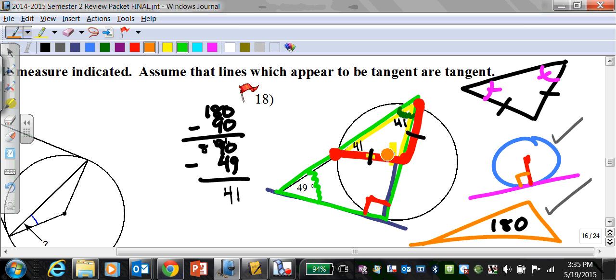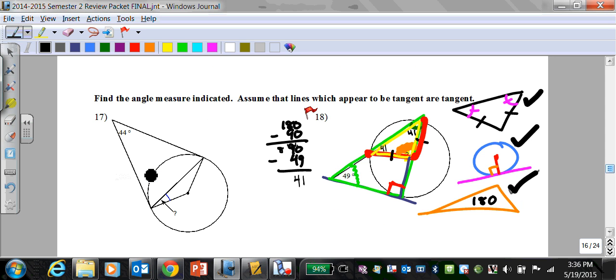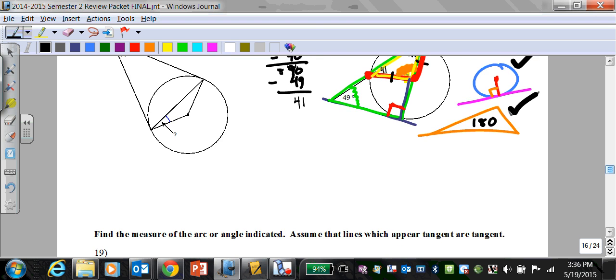I'm going to let you finish this on your own. Right there is what our ultimate goal was. So when you work through these problems, what do you want to watch out for? Isosceles, tangent to a radius, right angle at the edge, and the fact that triangles add up to 180. So you find that little orange angle all by yourself. Good? Okay. That's 18.